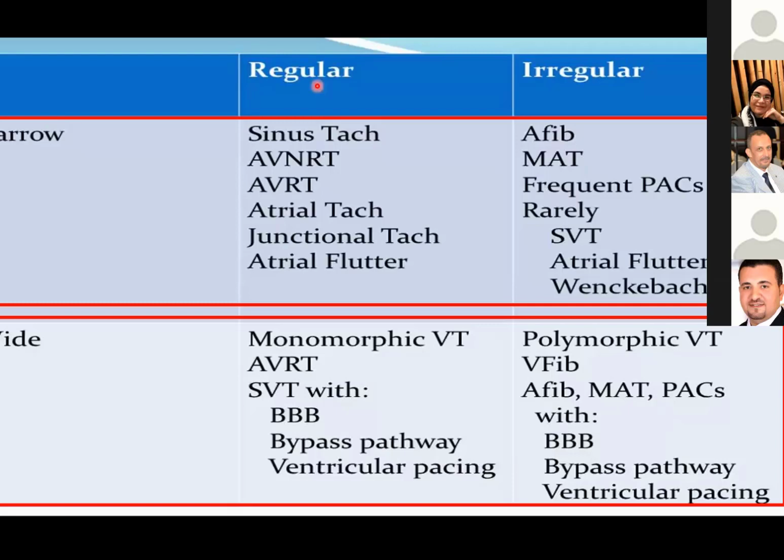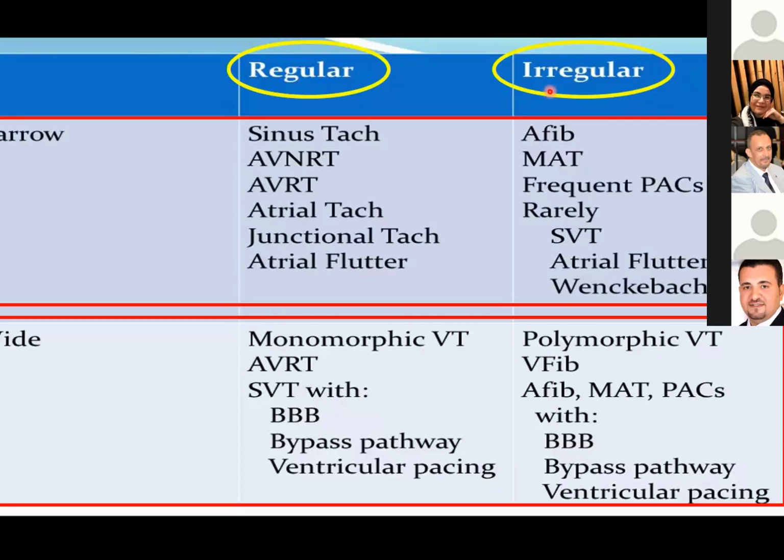So now we have two major arms. You will classify the tachyarrhythmia as either narrow or wide based on the complex, then regular or irregular based on RR cycle lengths. And of course, when you identify the arrhythmia correctly, for sure, the second step, you will treat correctly.